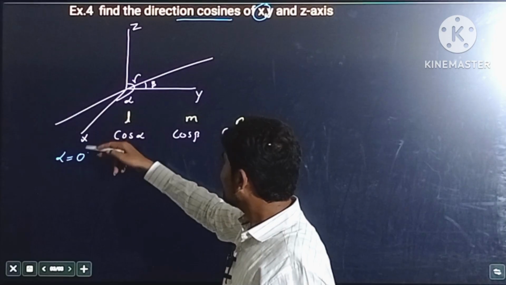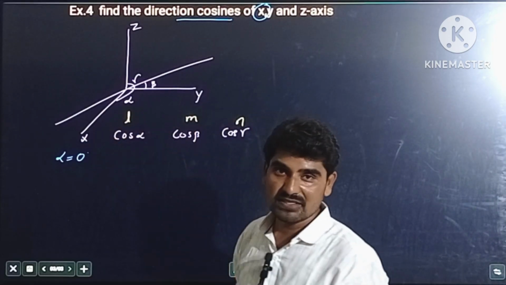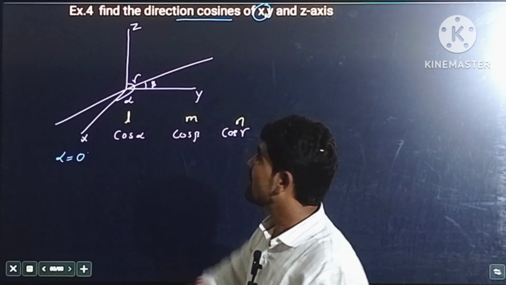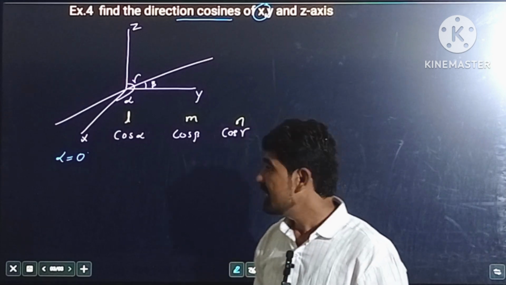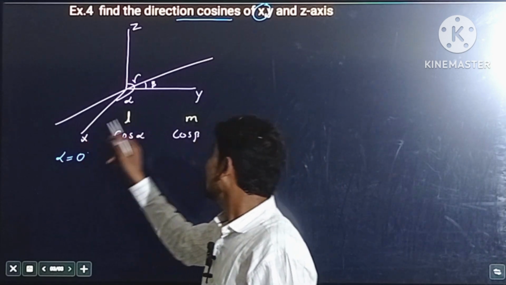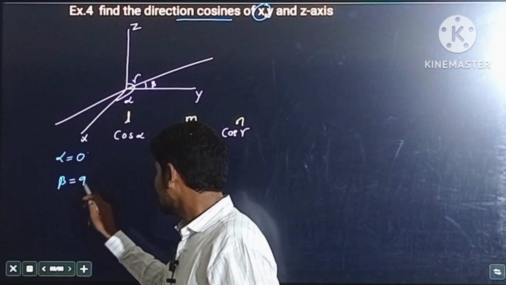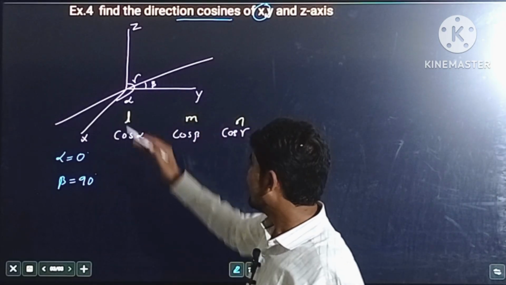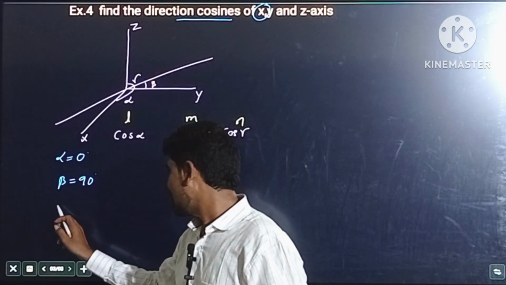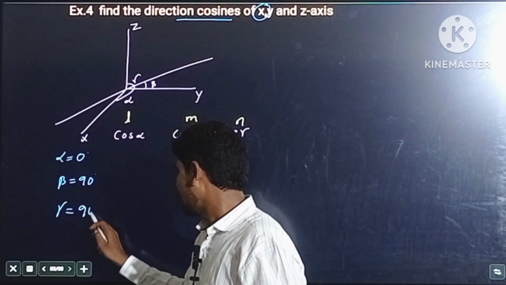And the angle made by this x-axis with the y-axis: as you know, x, y and z are mutually perpendicular to each other. It means the x-axis makes angle 90 degree with the y-axis. Therefore, the value of beta is equal to 90 degree. Similarly, the x-axis is perpendicular to the z-axis. Therefore, gamma is equal to 90 degree.